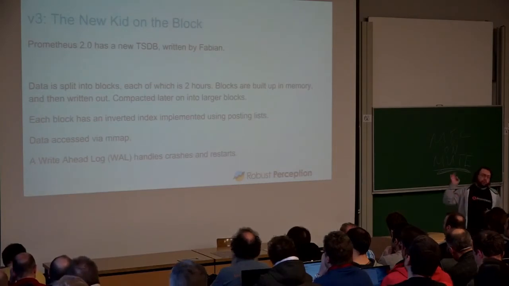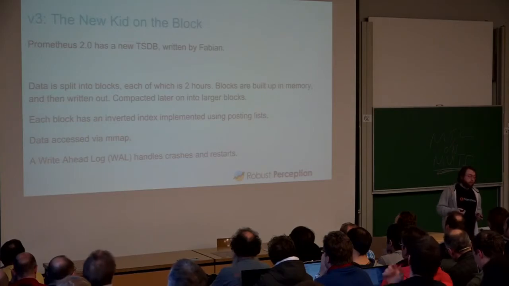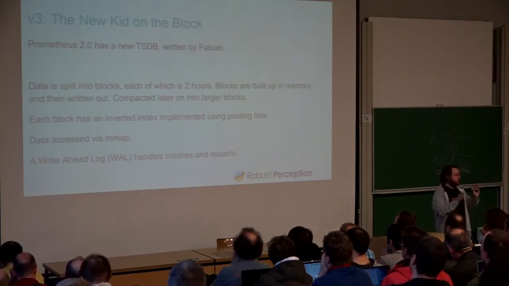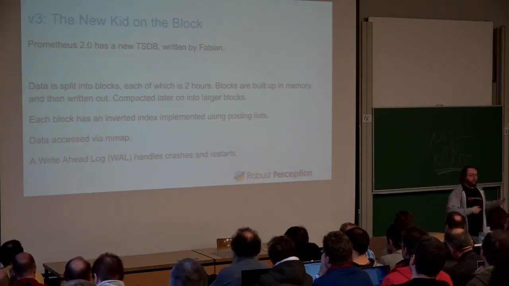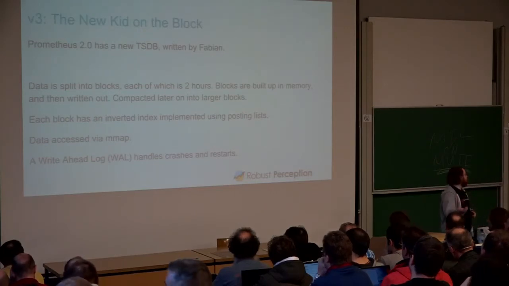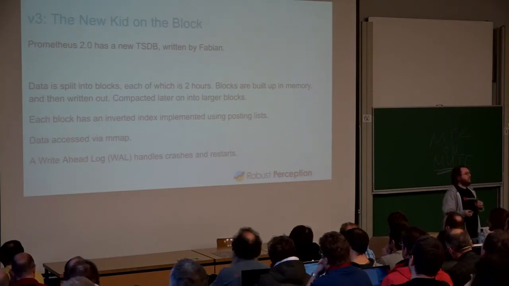So this brings us to version 3 storage, which is in Prometheus 2.0, and this was written by Fabian. And the principle is that it is instead split into blocks, which are 2 hours long initially. You build up the blocks in memory, and you write them out every 2 hours. There's also compaction later on to put them together. There's inverted indexes with posting lists, so nice modern approach. And everything is accessed by an mmap.